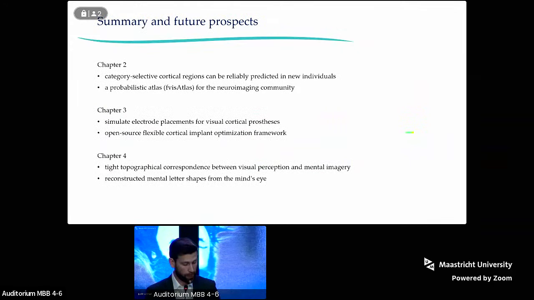So to summarize, I showed you that we can find these category selective regions that we can reliably predict between individuals, and we provide this probabilistic atlas for the neuroscience community. Then we also show that we can use a flexible optimization framework to simulate the implantation of electrodes to be used for visual cortical prostheses, and we make this available online. And finally, we also show that activity patterns for mental imagery and visual perception are very similar, and therefore, we can use this principle to reconstruct letter shapes directly from the mind's eye.